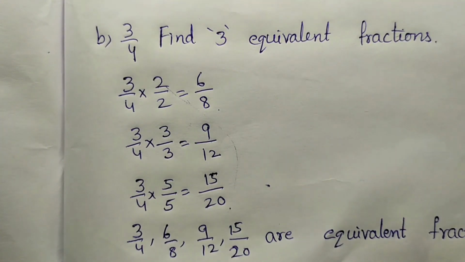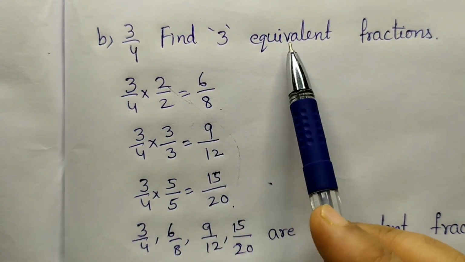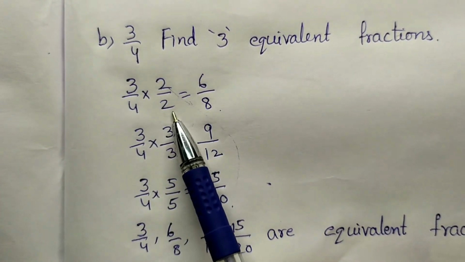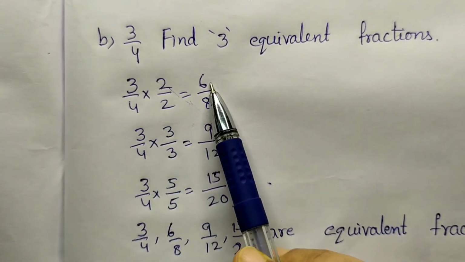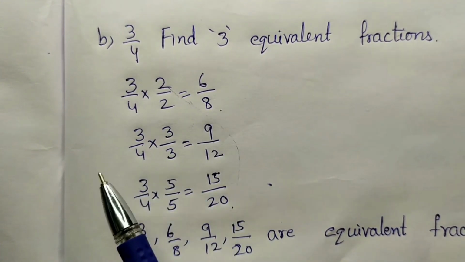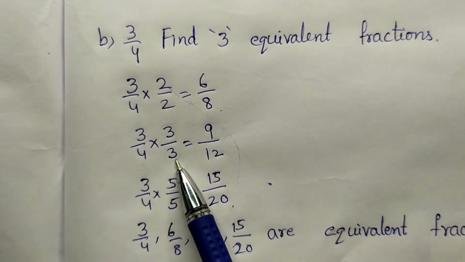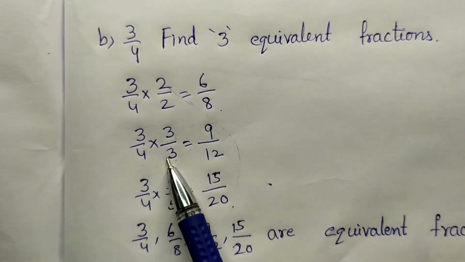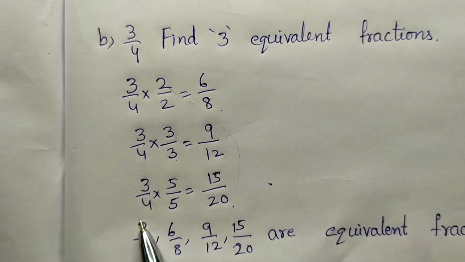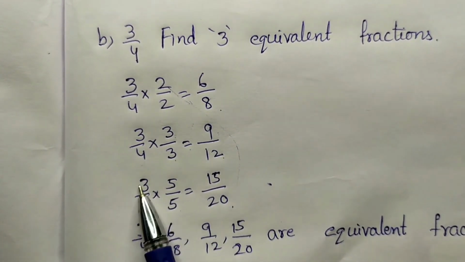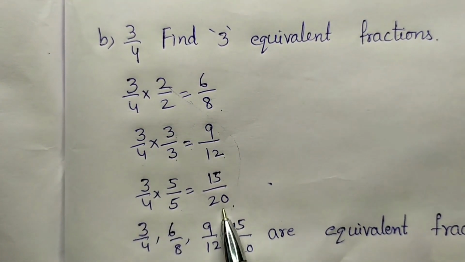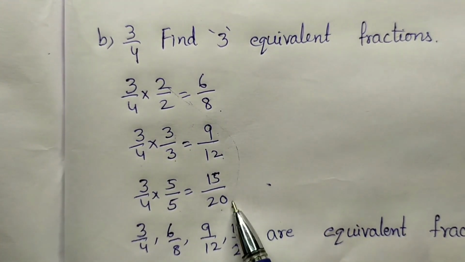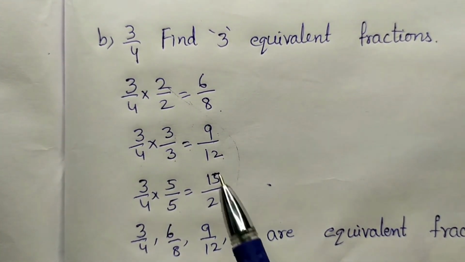Here we have one more problem, 3/4. Find three equivalent fractions for 3/4. So 3/4 times 2/2 is equal to 3 times 2, 6, 4 times 2, 8. Next 3/4 times 3/3. Here I am taking 3, so 3 times 3 is 9, 4 times 3 is 12. 3/4 times 5/5 is equal to 3 times 5, 15, 4 times 5, 20. So here we got 6/8, 9/12, 15/20 as equivalent fractions for 3/4.